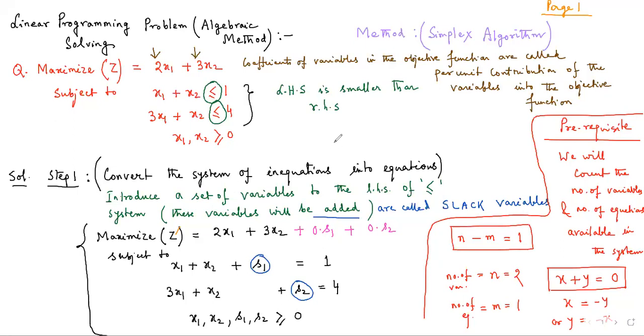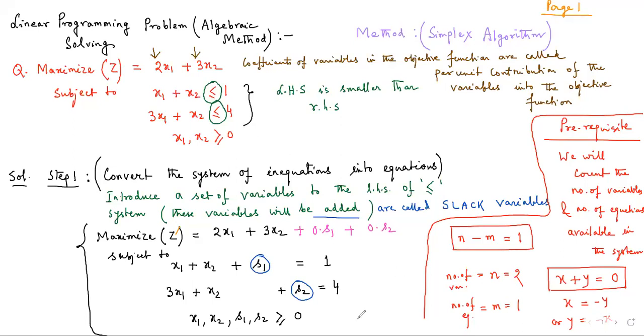Upama, what is your problem? Ask. Is it that since there are two inequations in the subject, there are two slack variables? Since there are only two inequations, there are two slack variables. If there are three inequations, there will be three slack variables. Okay. Three slack variables. Yes, okay.